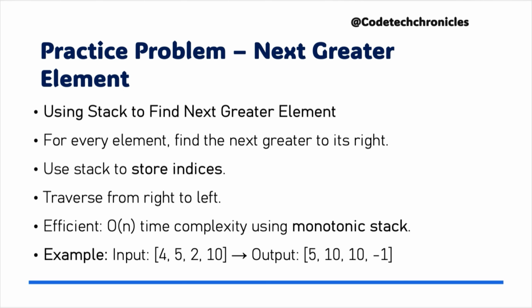Practice problem: next greater element. Given an array, for each element, find the next greater one to its right. The naive approach is O(n squared). An efficient way is to use a monotonic stack. Traverse the array from right to left. Use the stack to keep track of elements in decreasing order. Pop until you find a greater element. Real life analogies include the stock span problem, temperature rise forecast, etc.